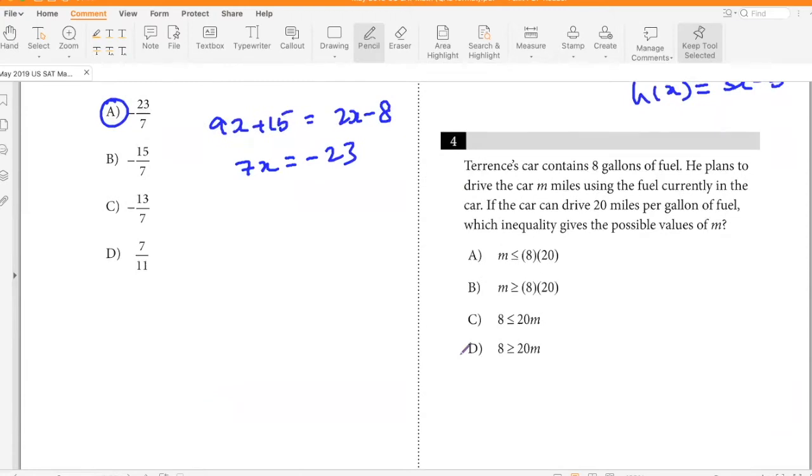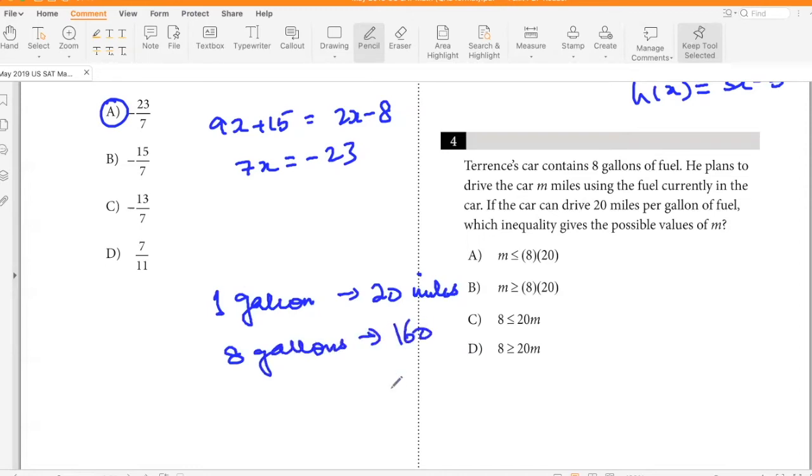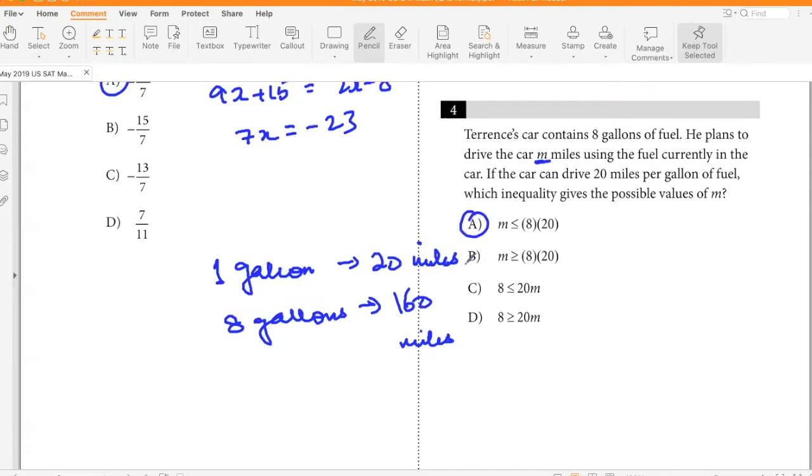Terence's car contains 8 gallons of fuel. He plans to drive the car m miles using the fuel currently in the car. If the car can drive 20 miles per gallon of fuel, which inequality gives the possible values of m? Okay, so on 1 gallon, the car can drive 20 miles. So on 8 gallons, the car can drive 160 miles. So m, which is the distance that Terence wants to go, should be less than or equal to 160, option A.